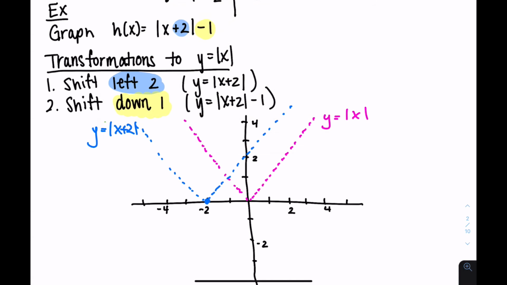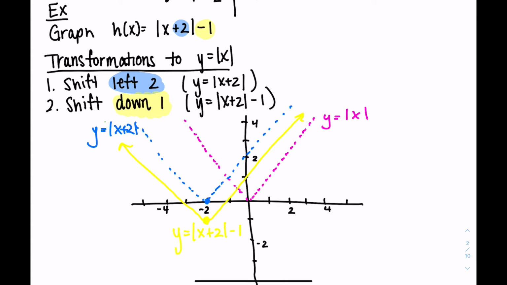And now I want to shift it down 1. So this point at negative 2, 0 gets moved down to negative 2, 1. And we go ahead and draw our absolute value function in. So this is y equals the absolute value of x plus 2 minus 1.